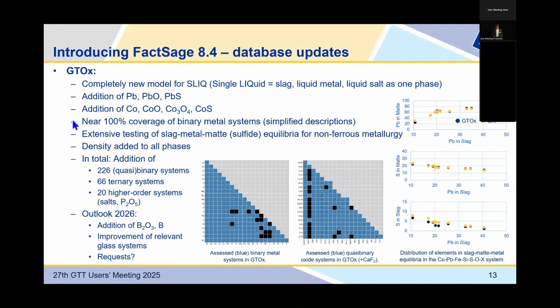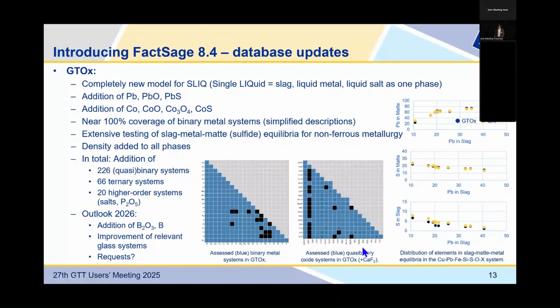We now have a near 100% coverage of binary metallic systems, as you can see in this plot. So here you have the now, I think, 19 metals that are in GTOx on one axis, 19 metals on the other axis. And the few black dots are the systems where never any phase diagram has been reported that we could have used as a basis for fitting parameters.